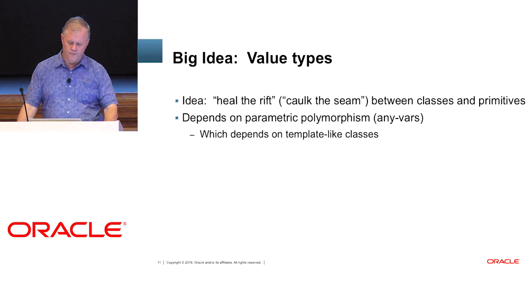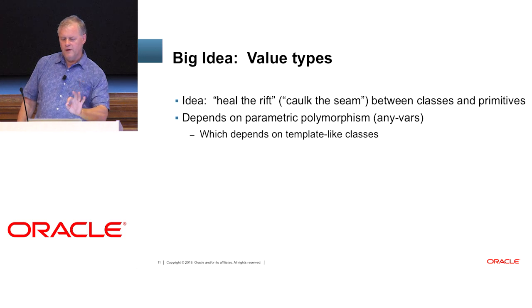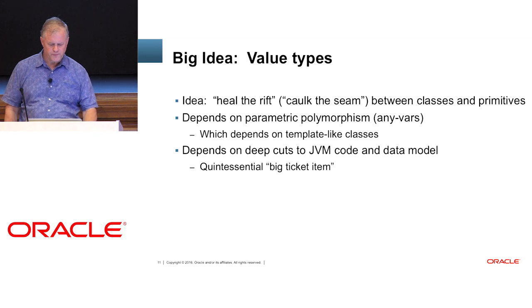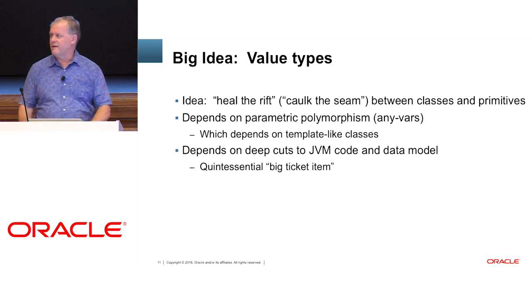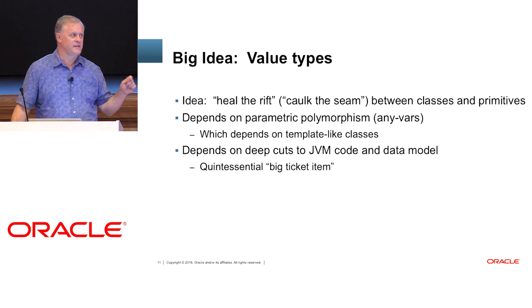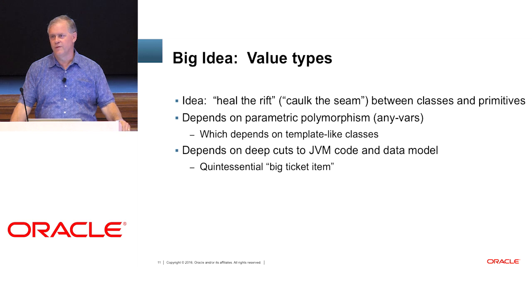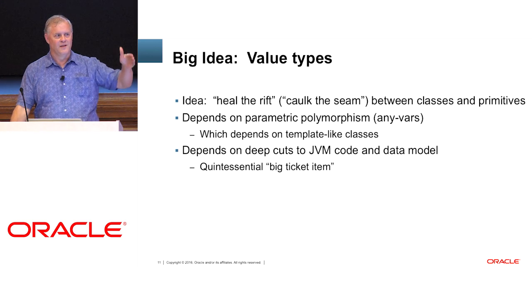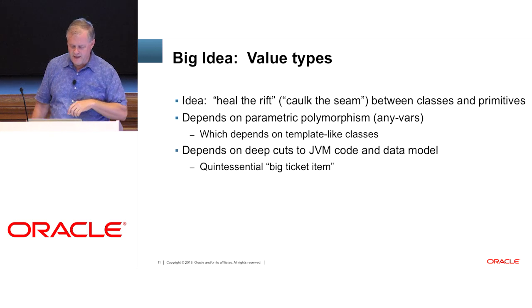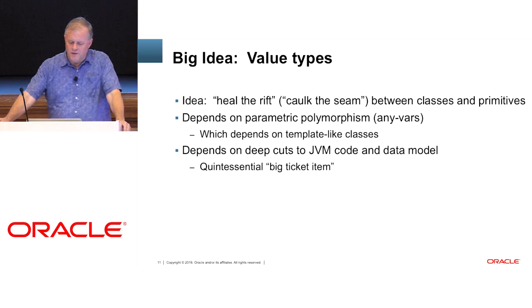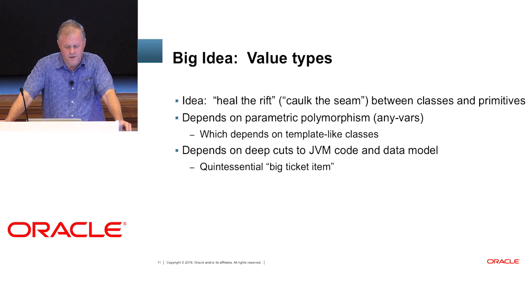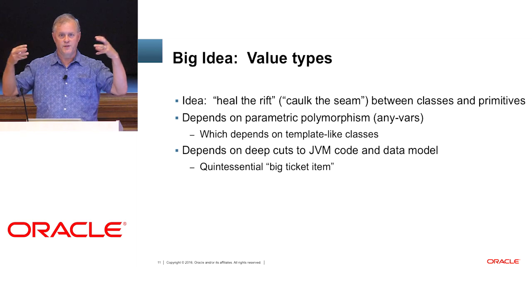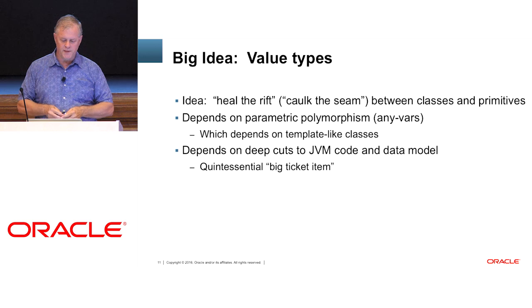That's why we talk so much about parametric polymorphism. It's not because we forgot we were doing values. But that depends in turn on template-like classes. And when I say template, I want you to think C++, but I don't want you to think of something that's statically expanded. We have to do things with the JVM's specially flexible mix of static and dynamic. So that requires deep cuts, again, to the JVM code and data model. We need to be able to model these strange class files that expand to multiple species.